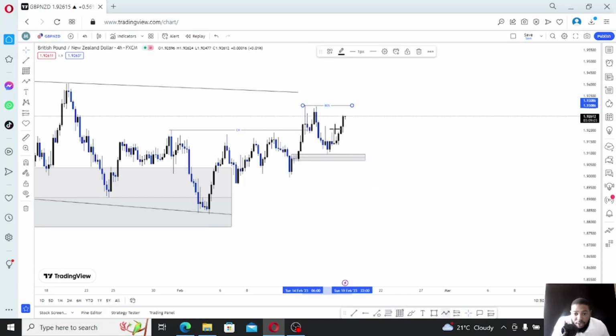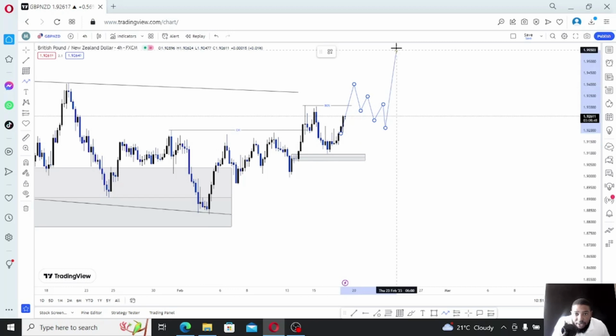We're just gonna be waiting for something like this. Let's say price pushes above the structure, pulls back, very corrective, finds an order block, maybe this one here, and starts pushing to the upside. So this is the area that we're gonna be looking to buy from, this order block here.